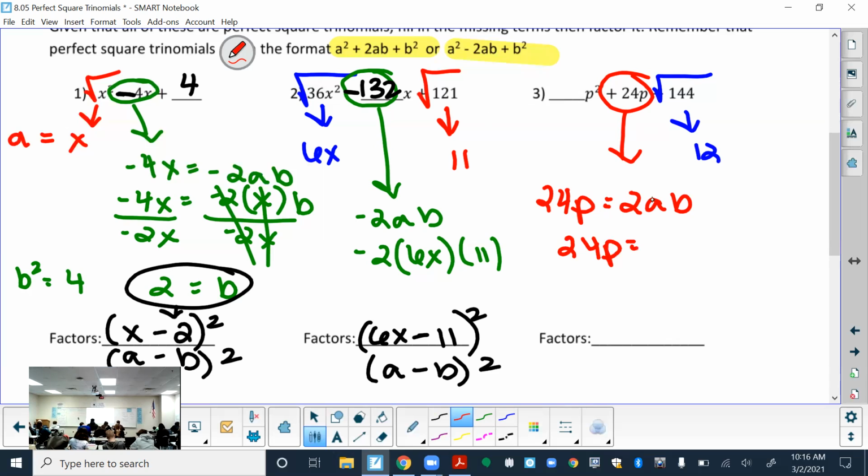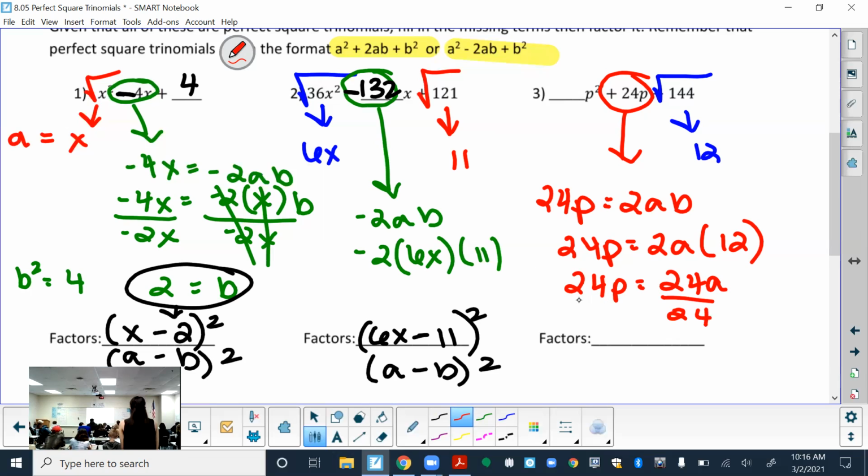Just rewriting this. We know what the b value is, so we're going to plug that in. What's 2 times 12? 24. So on the right side, I have 24a. How can I solve for what a is? Good. So I have to isolate the a, divide by 24 on each side. The 24s cancel on the right side. All we have is a. On the left side, the 24s also cancel. So all we have is p.